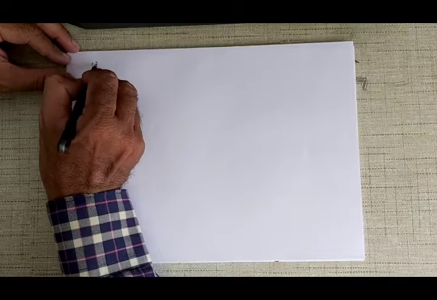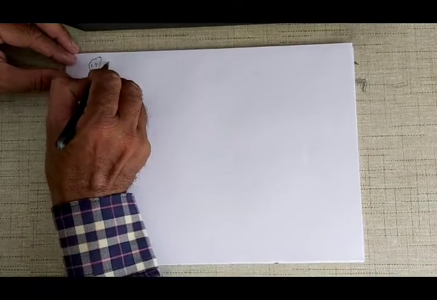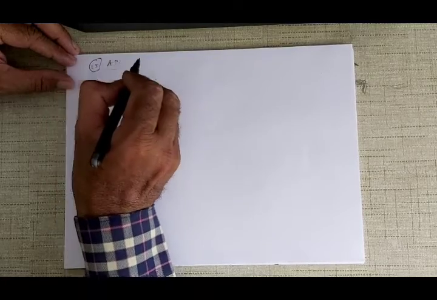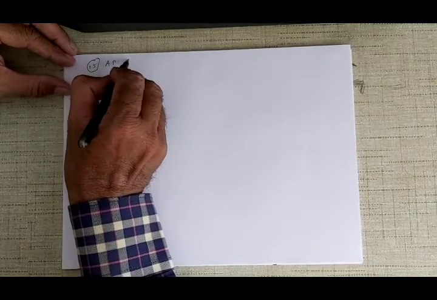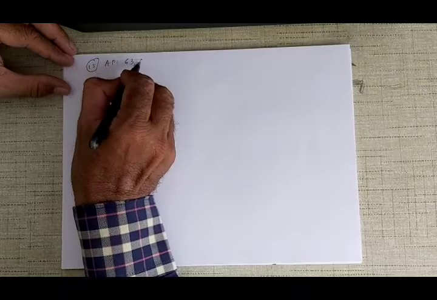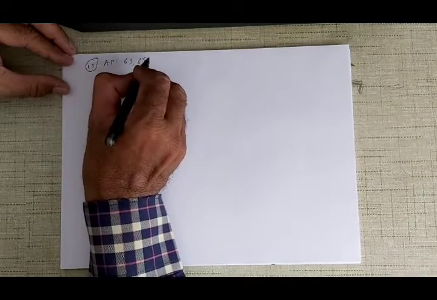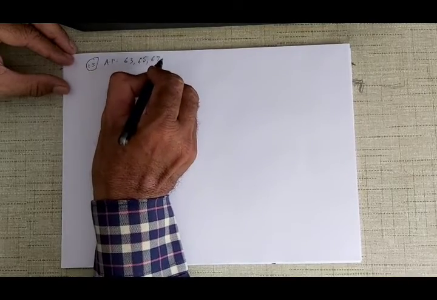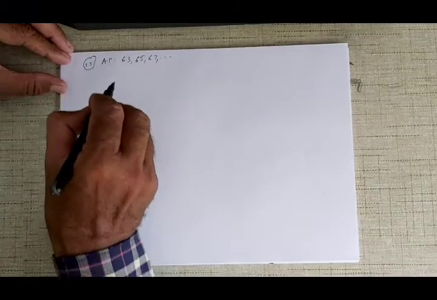Number 15. The 15th question says: for what value of n are the nth terms of two APs equal? We have two APs. The first AP is 63, 65, 67, and so on.